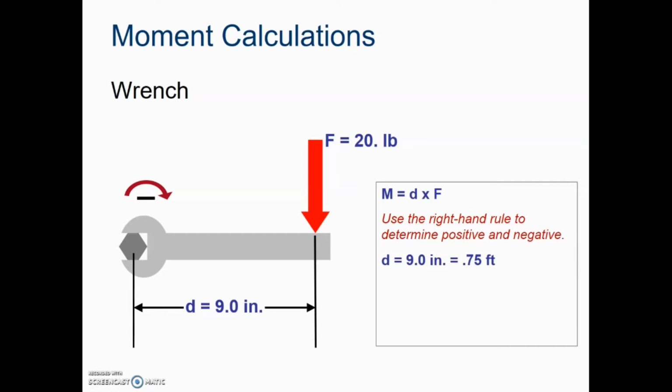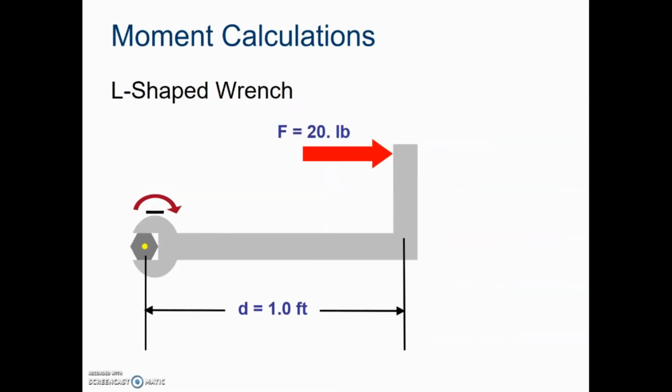I'm going to change my inches into feet. So overall, the moment is going to be a negative 15 pound-foot moment, because we have an overall magnitude of 15 pound-feet for the moment, and negative because we're going in the clockwise direction. Now that one's pretty darn straightforward. Let's get into some weirder wrenches. Let's go to an L-shaped wrench.